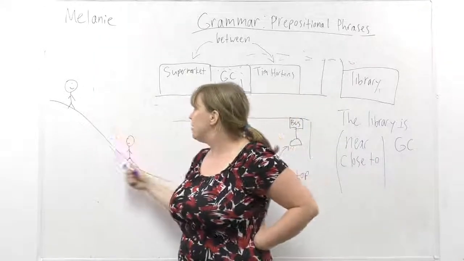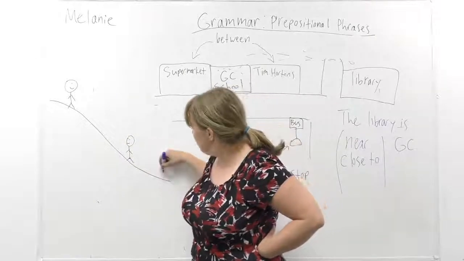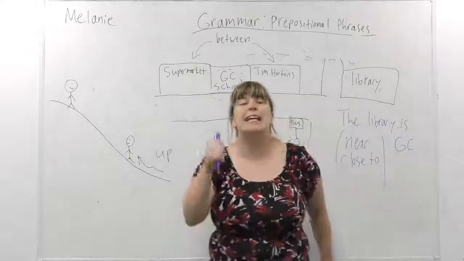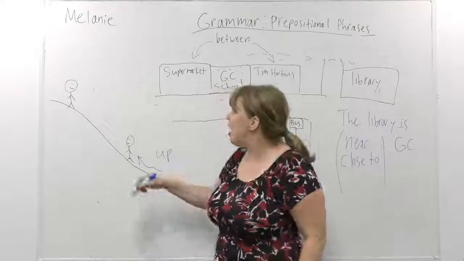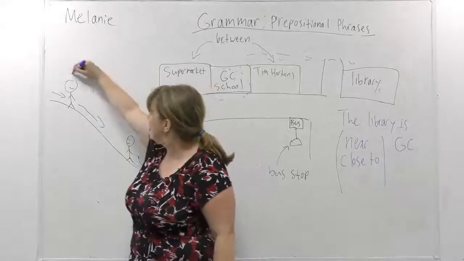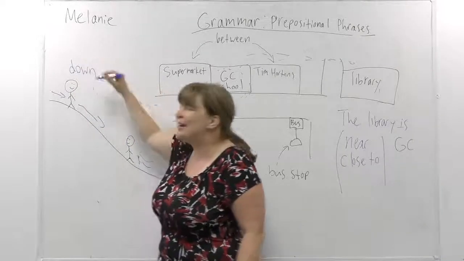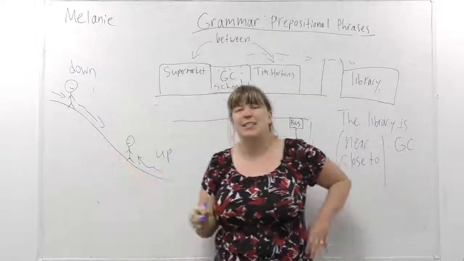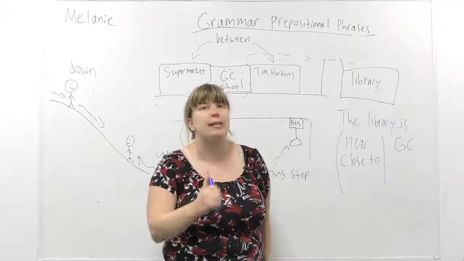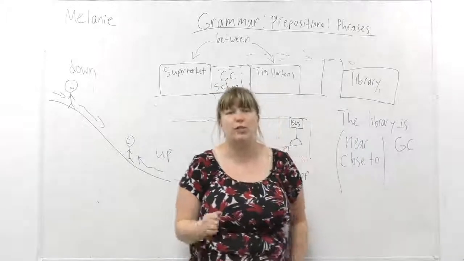So here we have a hill. So this person is going up. So he is walking up the hill. And the opposite is, of course, down. He is going down the hill. So you can also talk about it with streets. I walked up the street, or I walked down the street.